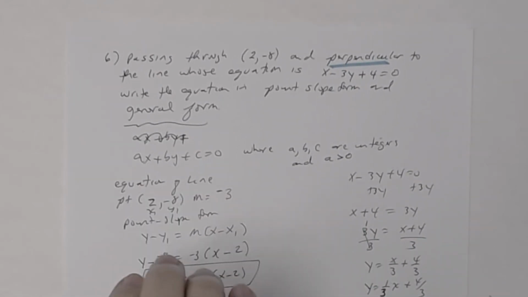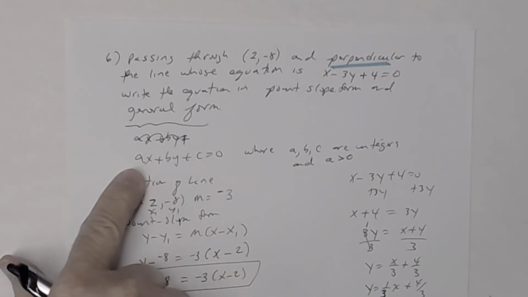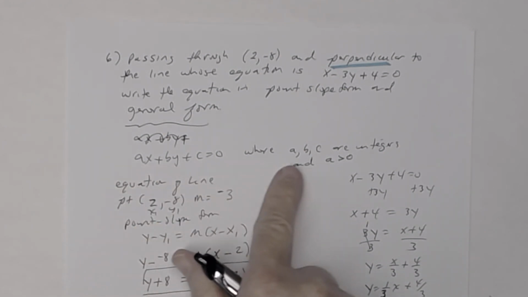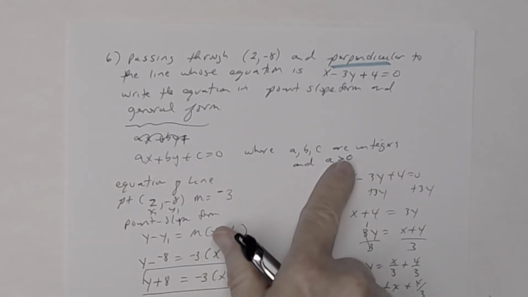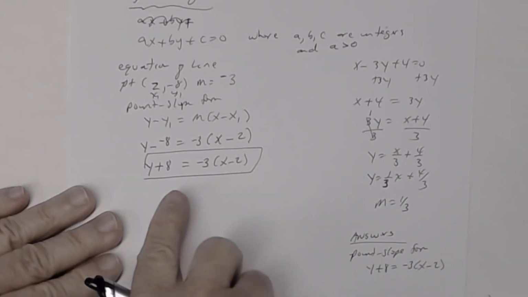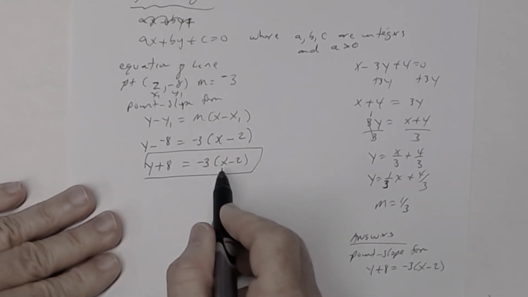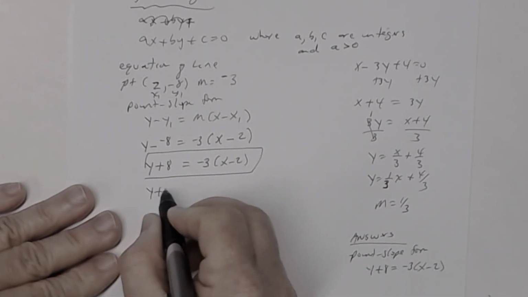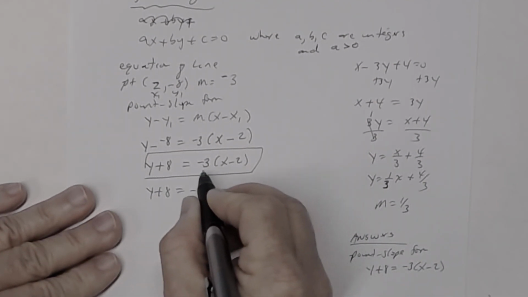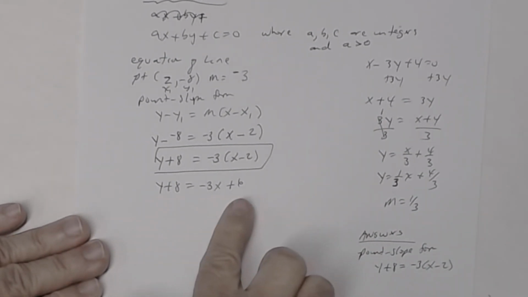All right, so general form is where you bring every term to one side, and you have 0 on the other side, and you don't want anything to have any fractions, and you want a, the coefficient of x, to be positive. All right, so let's look at this. To transform to general form, first thing we're going to do is use the distributive property. So I got y plus 8 equals -3 times x is -3x, -3 times -2 is +6.